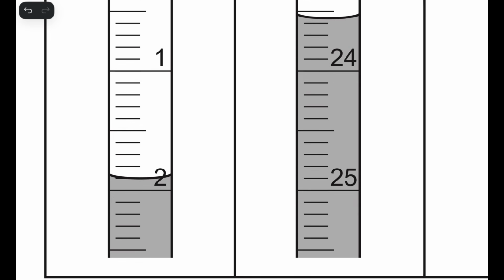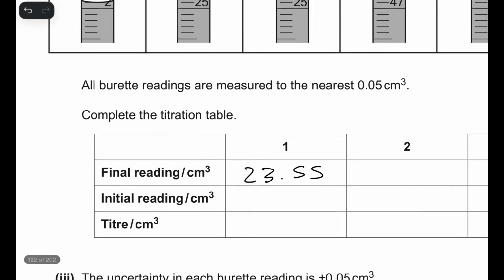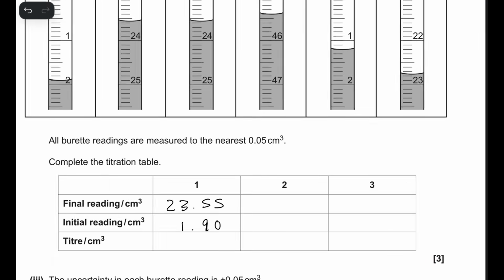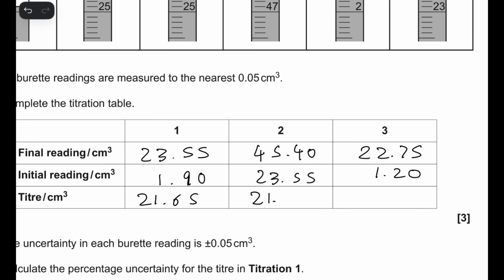And the initial reading on here is probably about 1.9 on the dot. So I'm happy to say 1.90. And then we're literally going to do that across here. I'm just going to put in the answers because it will save us a lot of time. And then all you have to do from here on is literally just do final, take initial, and that'll give you a titer value. Titration is a practical that you should have done, which is quite important to do.